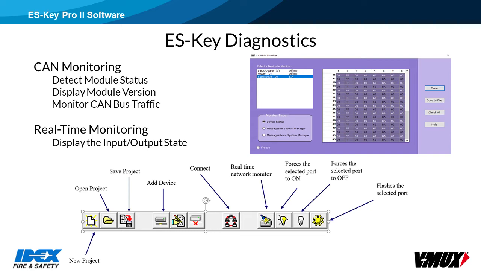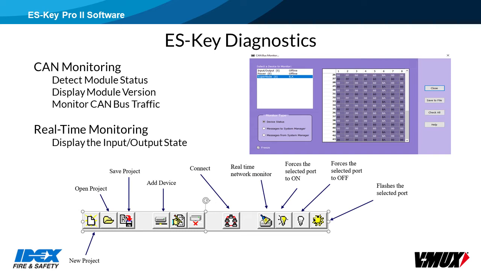Device status, monitor status messages sent to the selected device from the System Manager. Messages to System Manager, messages sent from the selected device to the System Manager. Messages from System Manager, messages received by the selected device from the System Manager. Freeze, when checked this control stops monitoring and displaying bus traffic, when unchecked monitoring resumes with the current settings.